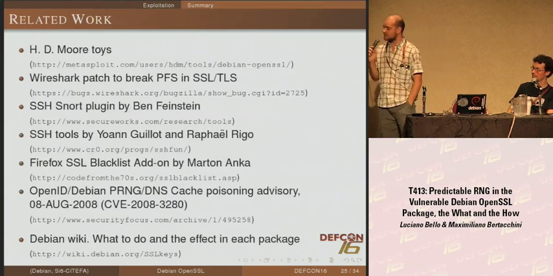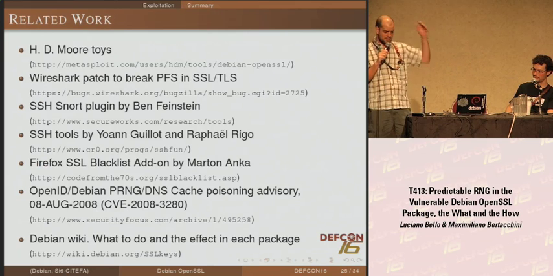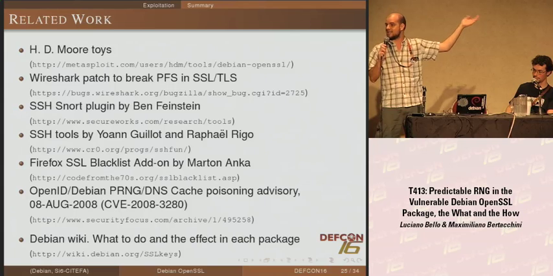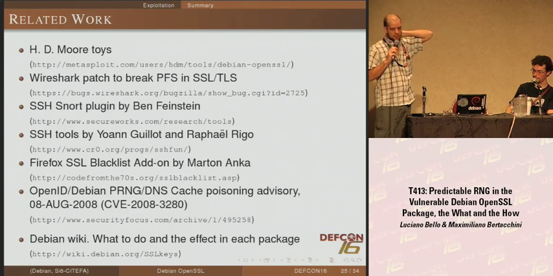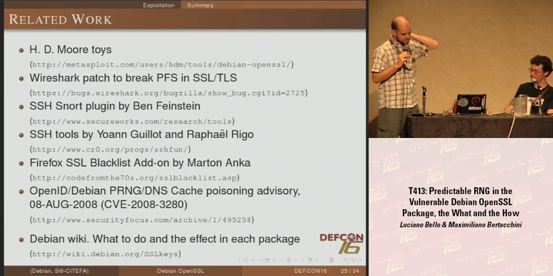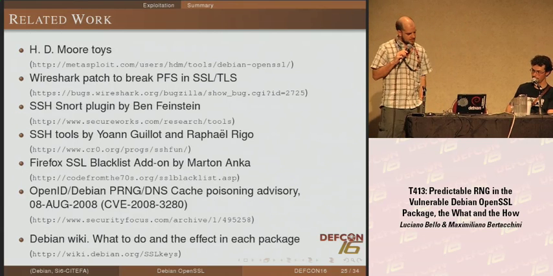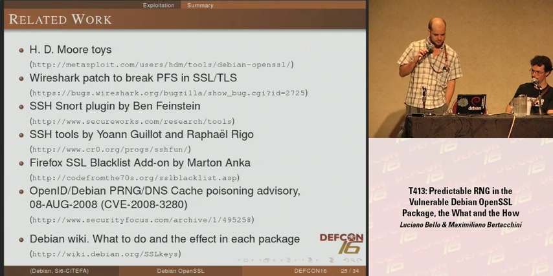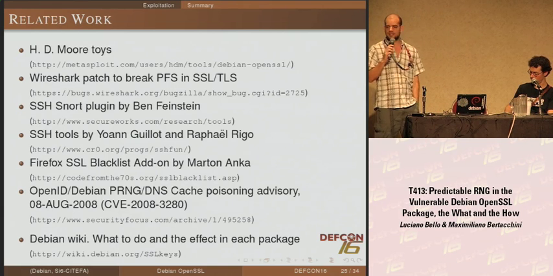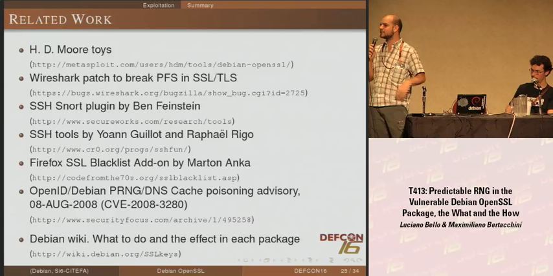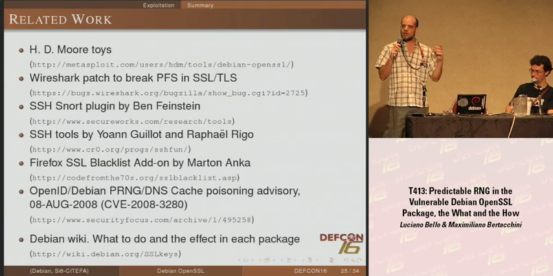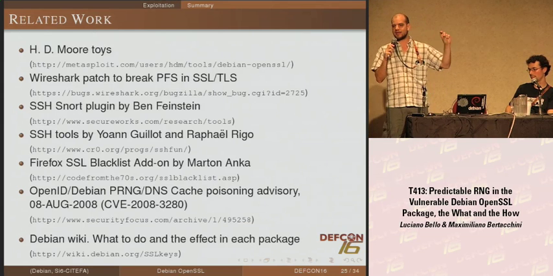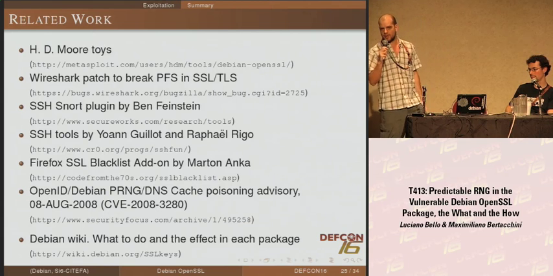Okay, there is the related work. The first one is the HD Moore tools, which has all the key spaces for SSH. You can download them there. There are many lengths, so you don't need to calculate them. The second link is our patch for Wireshark. The third link is a Snort plugin to detect communications using a weak Diffie-Hellman exponent in SSH.